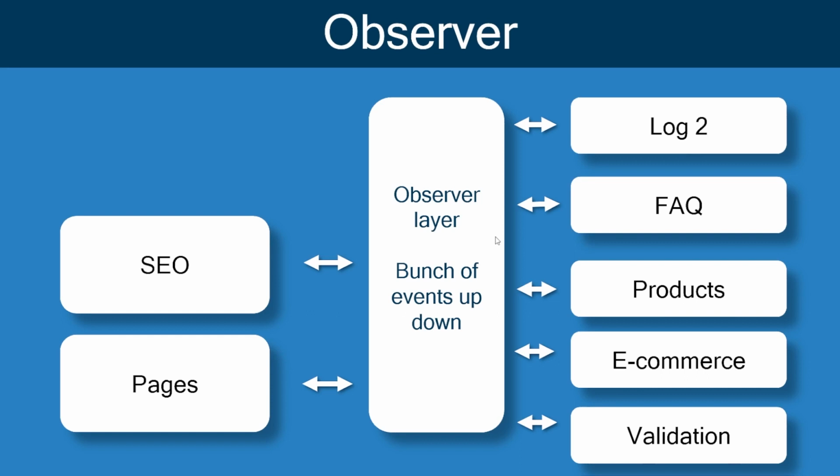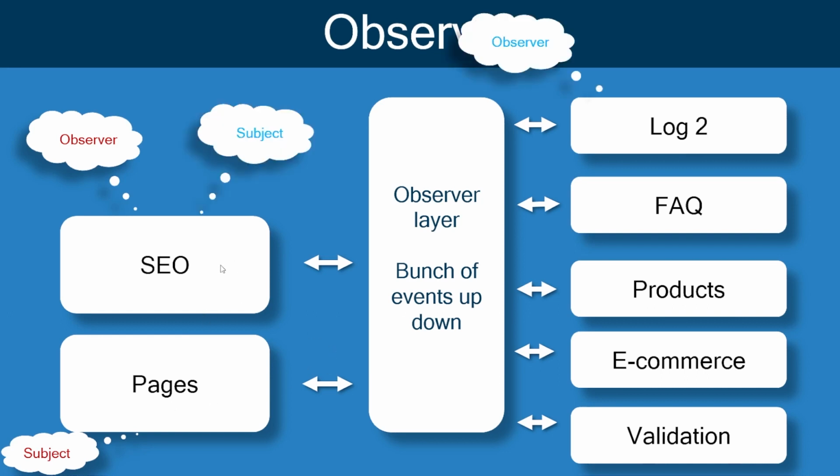Some objects are then observers and some are the subjects. So the SEO module would look for the changes in the pages, but some can also be the subject and the observer at the same time. For example, the log will observe the SEO module, which will then observe the pages module, etc. So this pattern makes things extremely versatile, especially if you're working with plugins and custom modules.